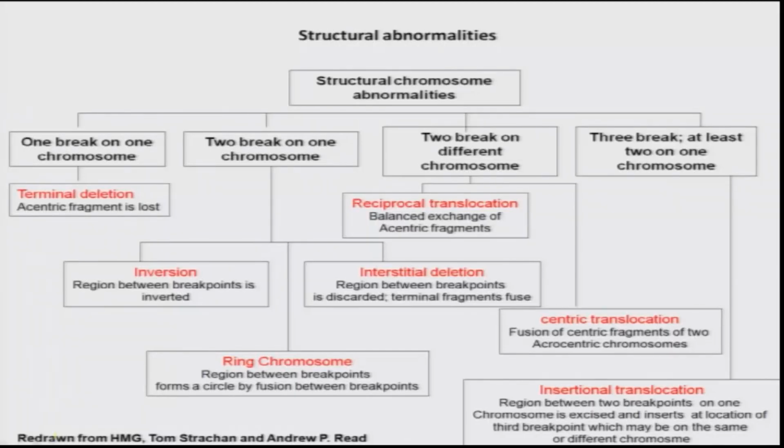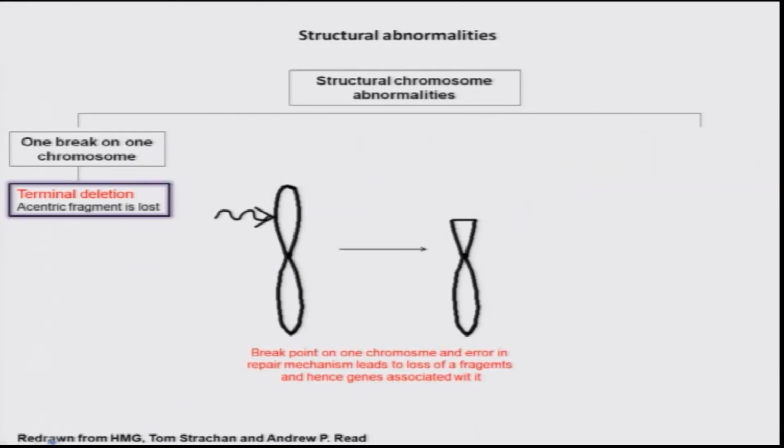So what we are trying to say is that one group of them happens on one particular chromosome, or it can happen between two different chromosomes, and depending on what kind of changes happen, they are classified as different groups. We'll see one after the other. Let's look into the first one.